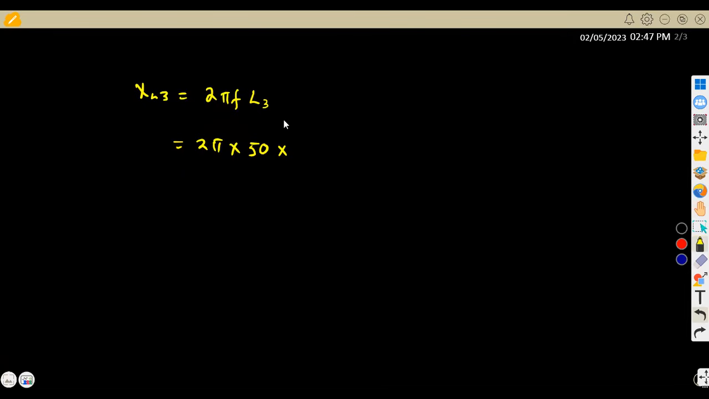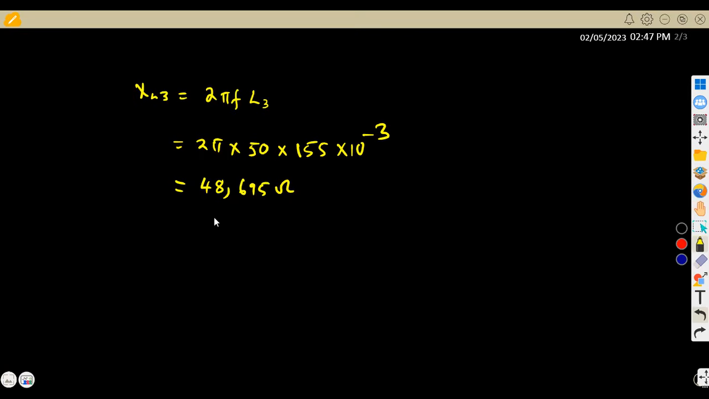This is our L3. According to the inductance that we're given, that was 155 millihenries, where milli means times 10 to the power of minus 3. So that's it. We can simplify this from our calculator. I'm not going to waste much time here. From your calculator, you're going to obtain something like 48,695 ohms.